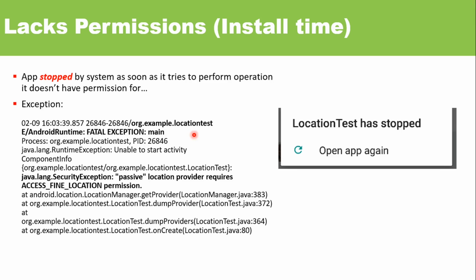So moving on to the next part. The app usually was stopped by the system as soon as it tried to perform any operation that it doesn't have the permission for. Okay, so it used to give an exception, like this kind of fatal exception, and it used to give a dialog box telling the user that this feature cannot be used since this permission was not granted by the user. Okay.